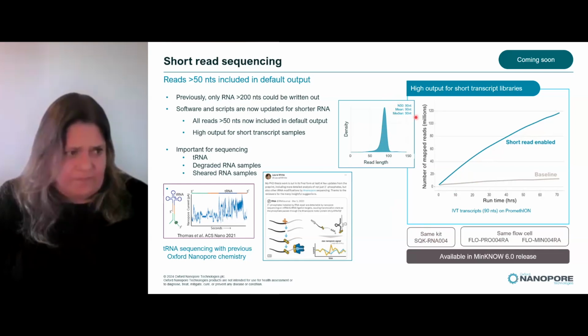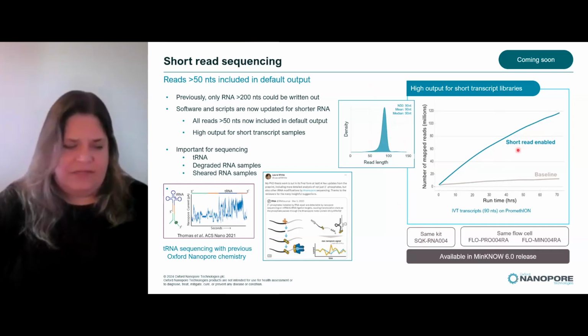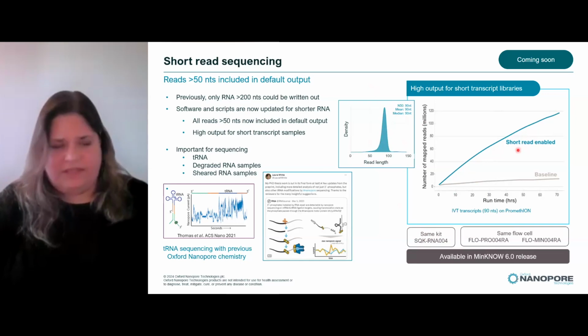And here's the sample where we're looking at the 90 nucleotide transcript. It shows the read lengths here are quite nice. So this is something that's new. Again, this is coming out in Minnow 6.0 when that's available.